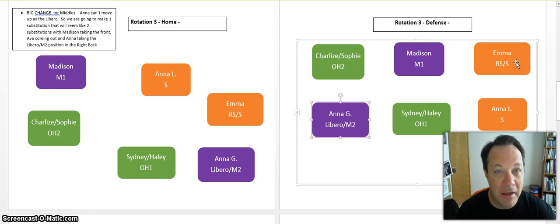So what I expect will happen in 3 and 6 is that Emma will be in the back and Anna will be in the front. They're in opposite positions of where they were in 3. Madison, our middle 1, will be in the back, and our middle 2 will be in the front in rotation 6. Sydney and Haley will be in the front. Charlize and Sophie for rotation 6 will be in the back. You're just thinking, where was I in rotation 3? Well, I'm going to be in the exact opposite position for rotation 6. That's the only difference.